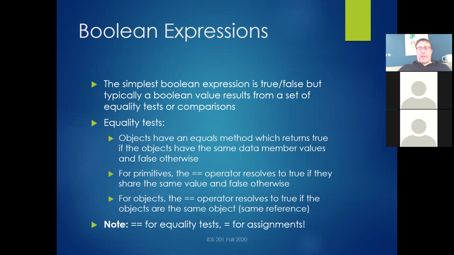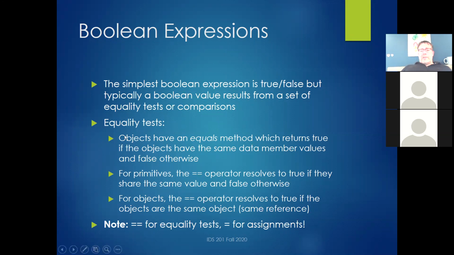Now, the simplest Boolean expression is true or false, but much more often, a Boolean variable results from a set of equality tests or comparisons. That's the way it mostly happens. You set up a Boolean to see whether something is true or not. Now, here's an interesting thing. We're going to start with equality tests.